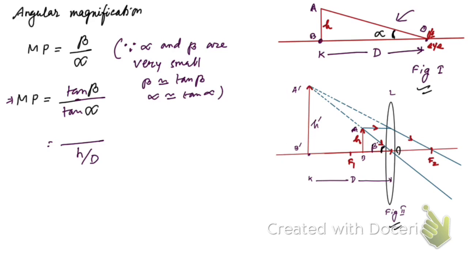And similarly from this triangle A dash B dash O, if you take tan beta, this angle is beta. Here h dash is the perpendicular and d is the base. So tan beta can be written as h dash by d. Here d will be cancelled. So we are left with h dash by h, where h dash is the size of the image, and h is the size of the object.